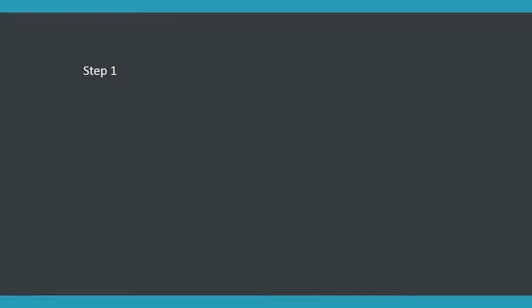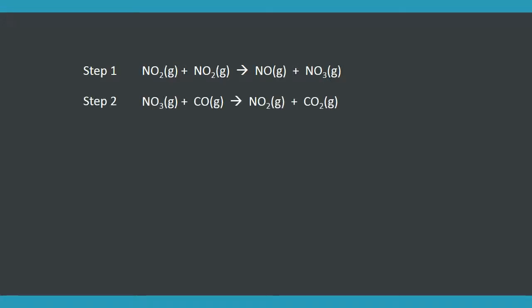So what does this look like? I'm going to show you a reaction and then walk you through what it is. Step 1: NO2 reacts with another NO2 to make NO and NO3. Step 2: NO3 is present with CO, and that reacts to form NO2 and CO2. But the overall reaction we're looking for is NO2 and CO making NO and CO2.